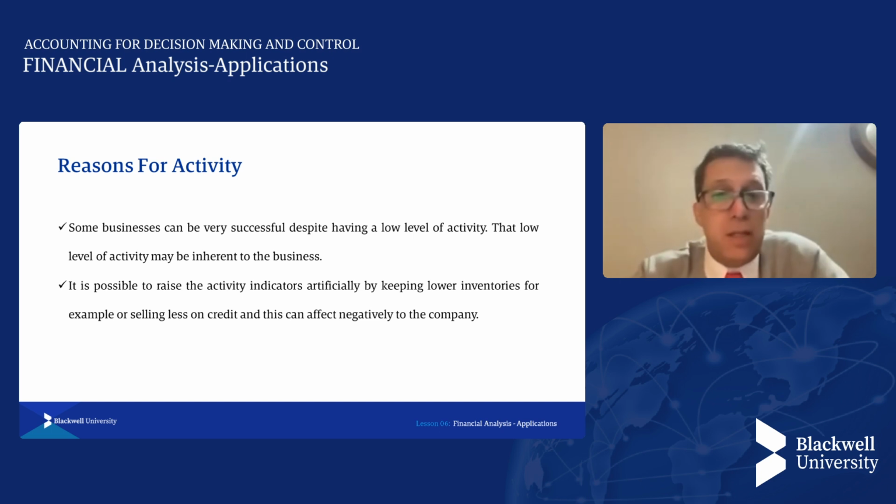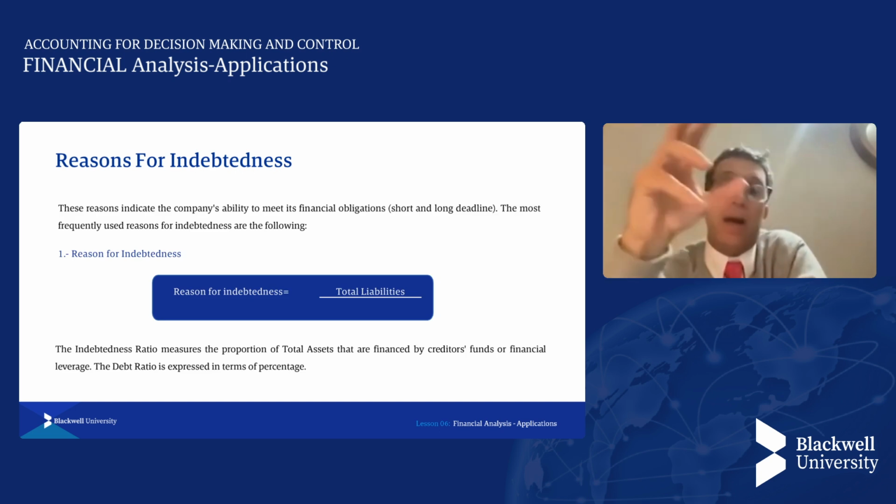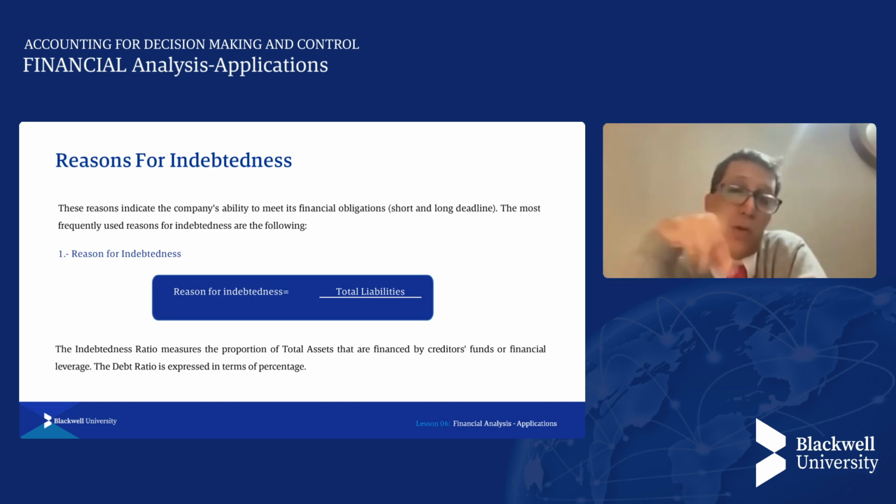Next come debt indicators. For example, leverage, the famous debt leverage ratio, with total liabilities over total assets, total liabilities over total equity. Okay, so here we measure a relationship. What percentage of a company's total assets is financed with debt? Right.